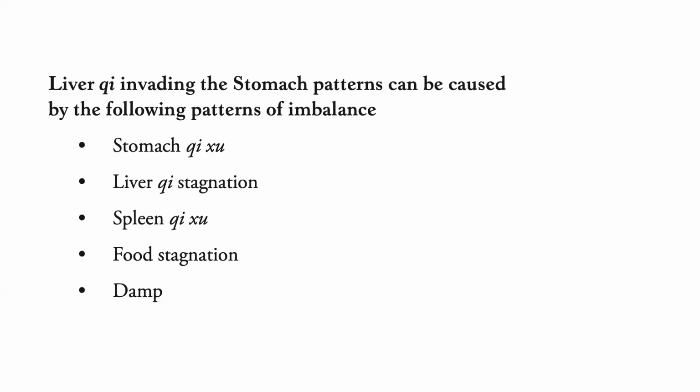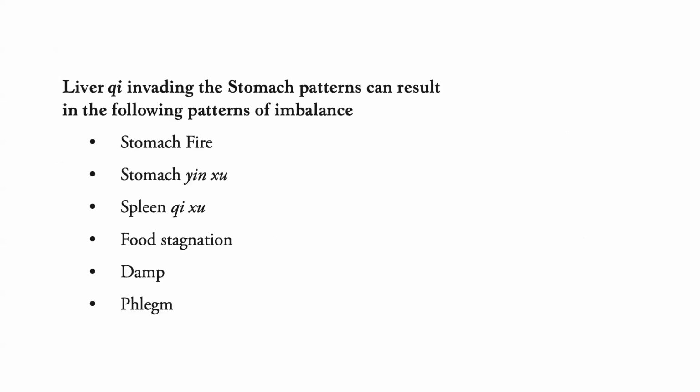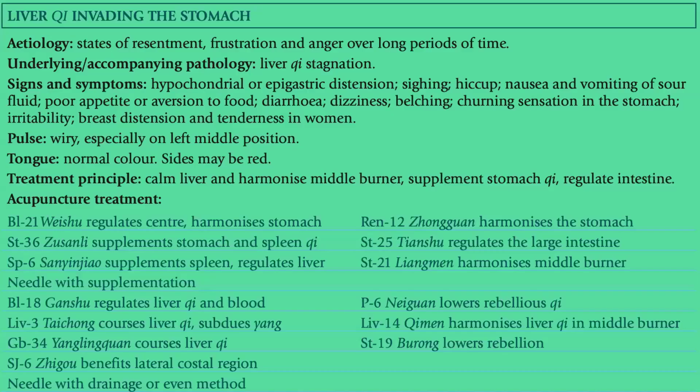Liver qi invading the stomach patterns can be caused by stomach qi deficiency, liver qi stagnation, spleen qi deficiency, food stagnation, and damp, and can result in stomach fire, stomach yin deficiency, spleen qi deficiency, food stagnation, damp, and phlegm. To summarize, liver qi invading the stomach, the etiology would include states of resentment, frustration, and anger over long periods of time. Underlying accompanying pathology is liver qi stagnation.